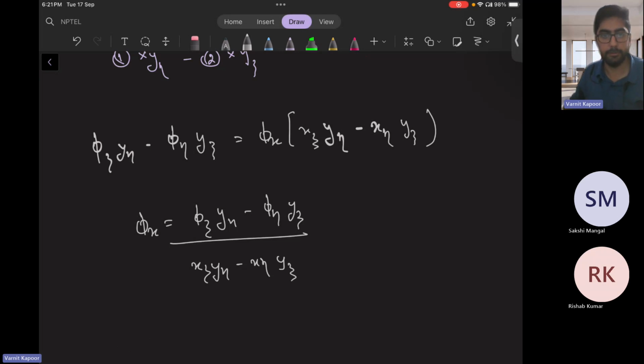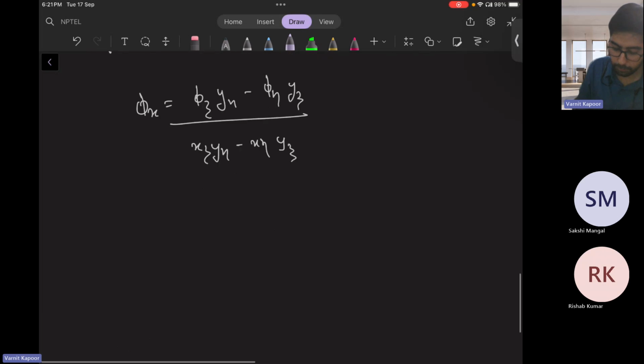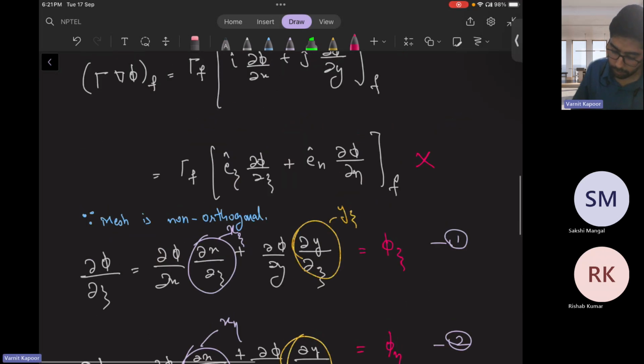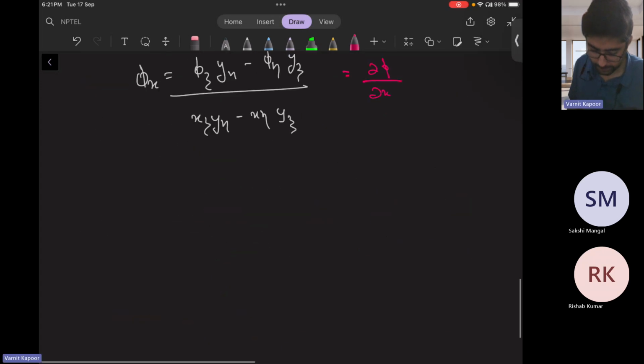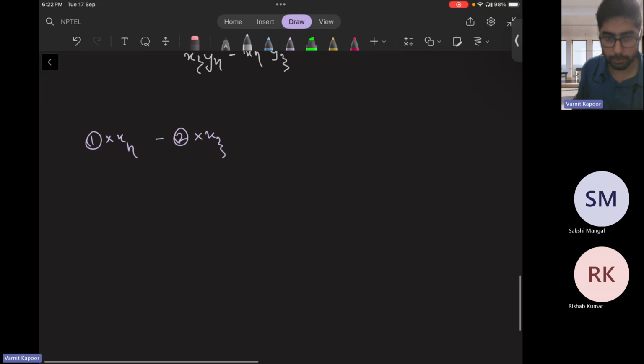All right. Please correct me if I'm wrong at any step. We have got this. Now, similarly, we will apply one more operation. So we have got φ_x, that is nothing but ∂φ/∂x. Now we will apply one more operation, that is first equation into x_η minus second equation into x_ζ. Again, this time we are going to eliminate the first term.